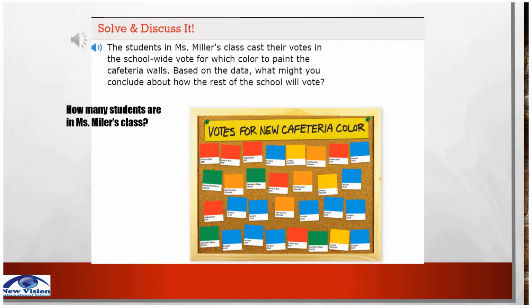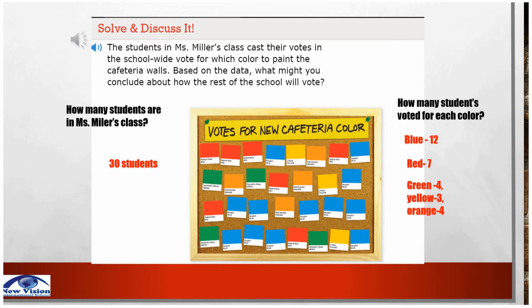How many students are in Miss Miller's class? How will you determine the number of students in the class? Of course, you will see the votes based on the colors. As you can see, count it all together, so you'll have 30 students. How many students voted for each color? You have colors blue, green, red, orange, and you have also yellow. So you will see blue 12, red 7, green 4, yellow 3, orange 4.